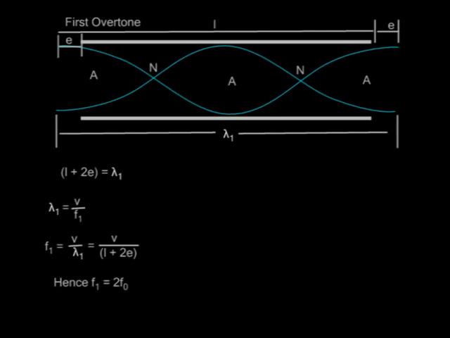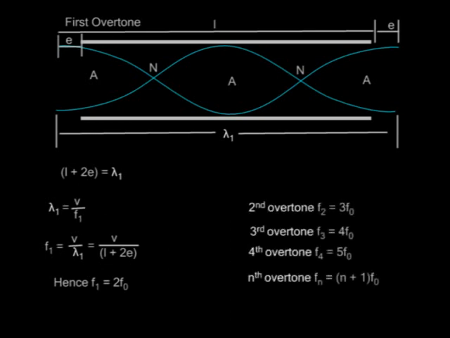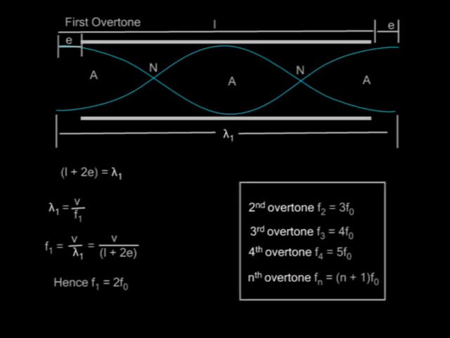It can be shown in the same way that the frequency of the second overtone, F2, equals 3F0. Similarly, third overtone, F3, is equal to 4F0. Fourth overtone, F4, is equal to 5F0. The nth overtone, Fn, is equal to (n plus 1) F0. Thus, an open pipe has all the harmonics, that is both even and odd.